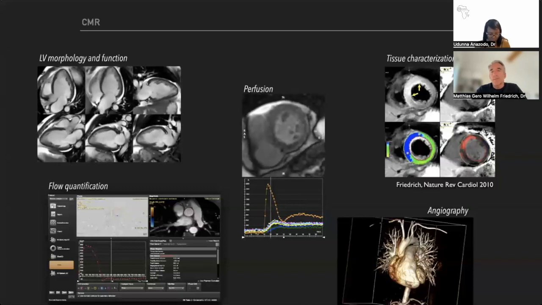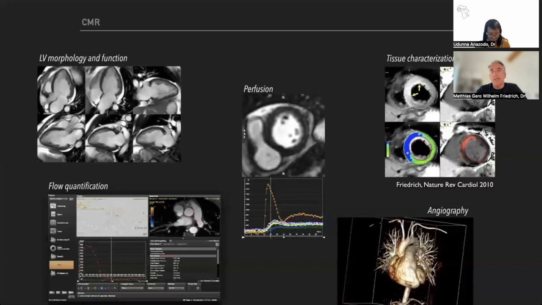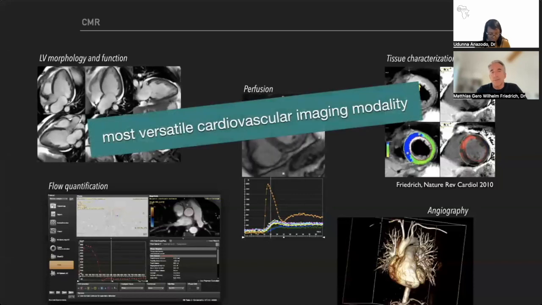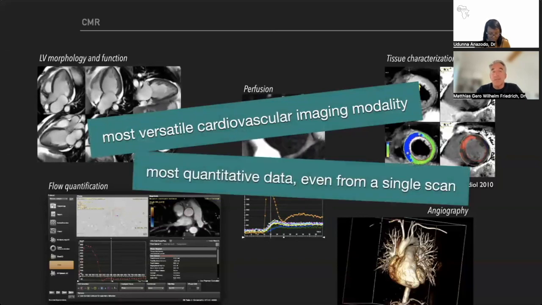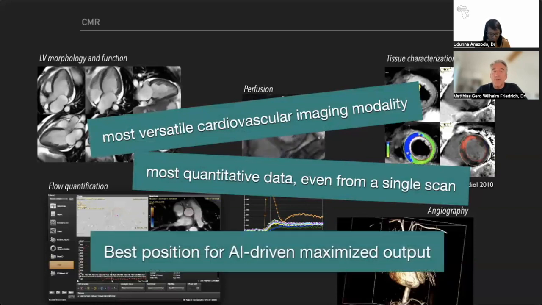Maybe the most important unique added value comes with tissue characterization, because this is what no other imaging modality can do. This includes edema, fibrosis, etc. So it's the most versatile technology. It provides the most quantitative data, even from a single scan. So it also lends itself to the future, which will be a lot about artificial intelligence to automatically extract information.